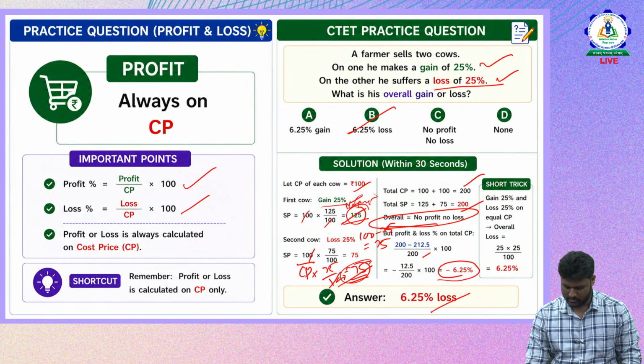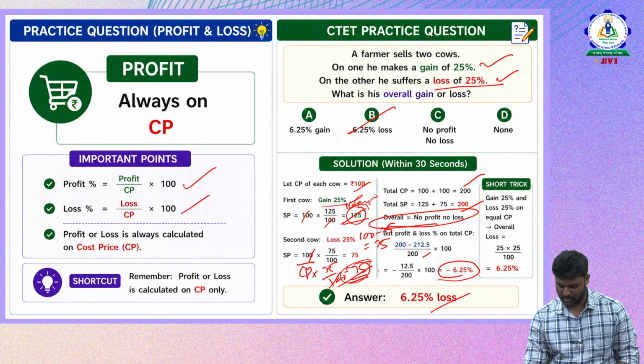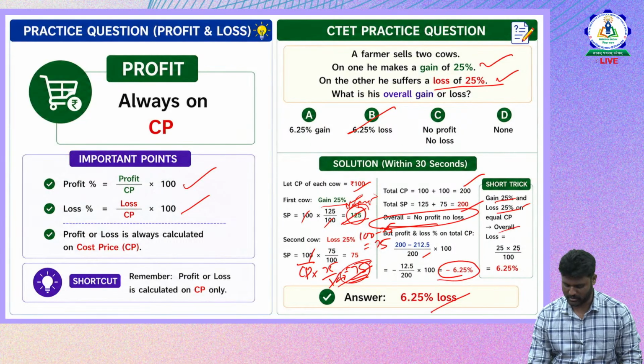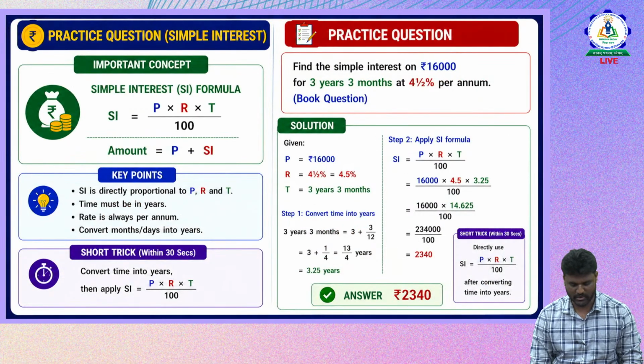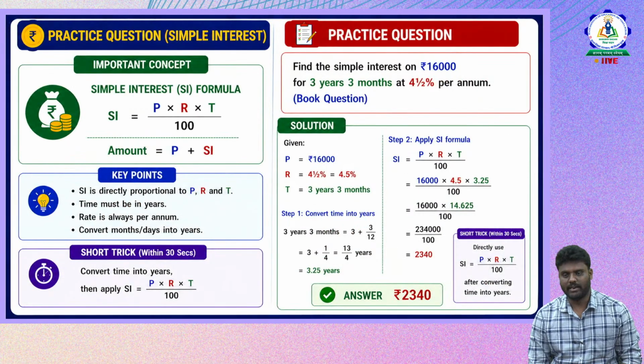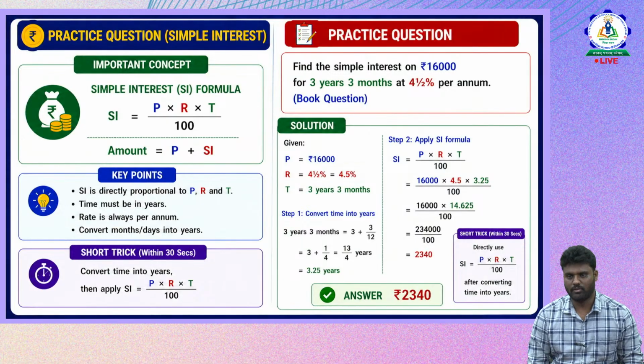Even if you don't want to do this much calculation, we can directly see the gain percent and loss percent. So overall loss, if you apply this, we directly get the 6.25% loss.